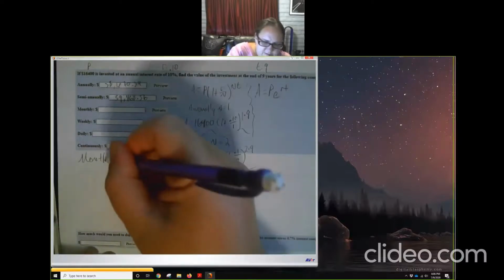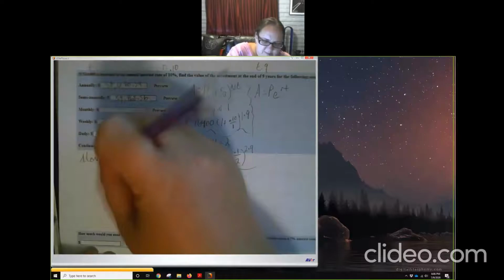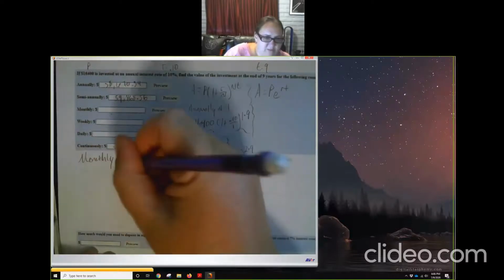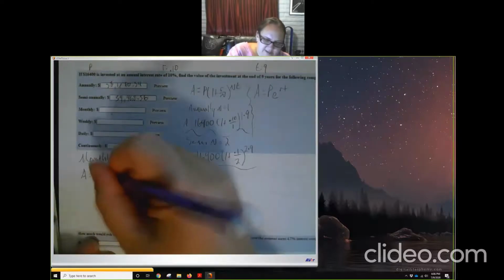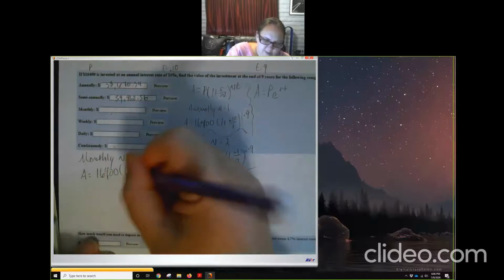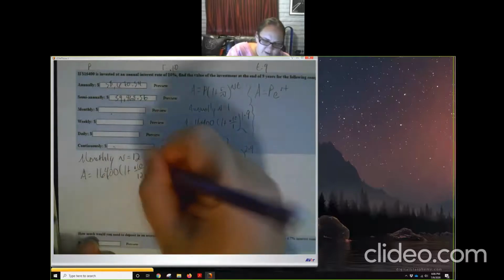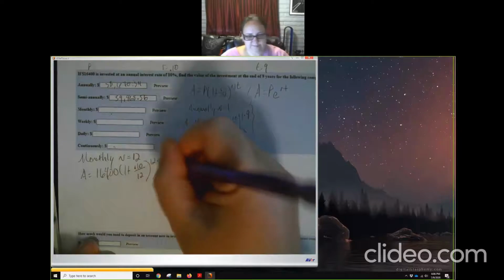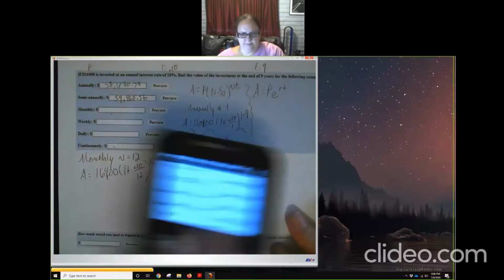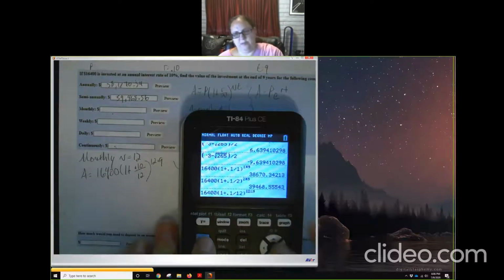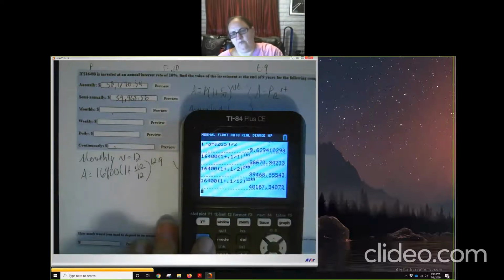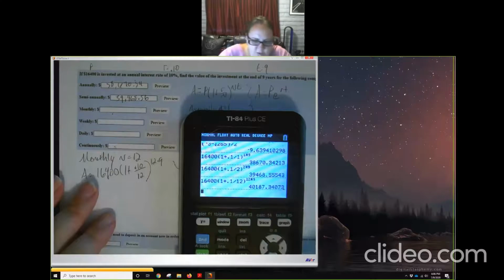So next is monthly. N equals 12 because there are 12 months a year. So we would have A equals 16,400, 1 plus 0.10 over 12 to the 12 times 9. Insert a 2. Insert a 2. 40,187.34.